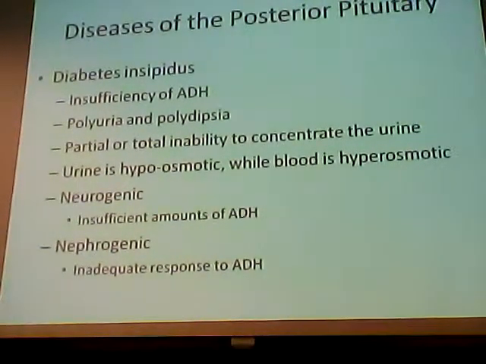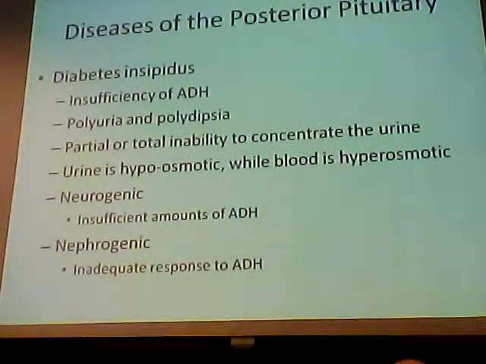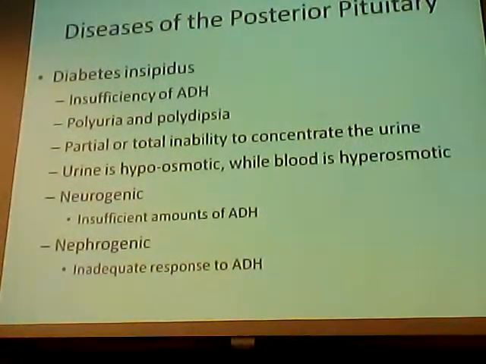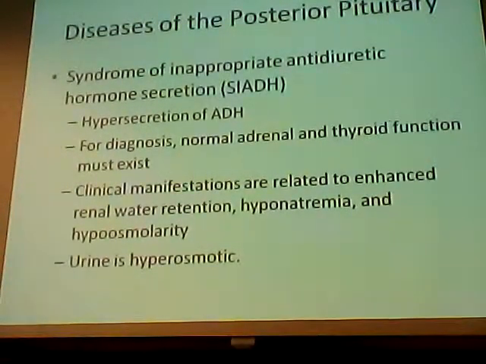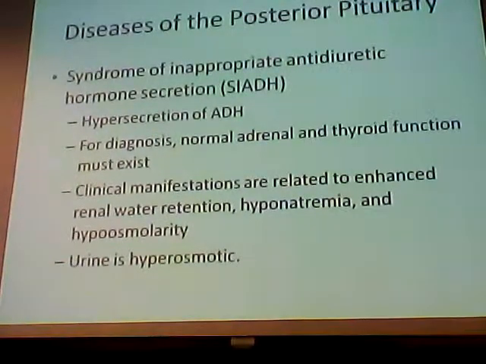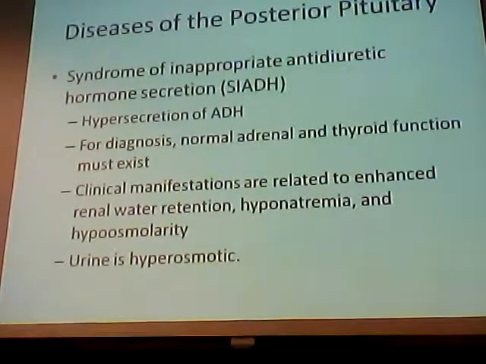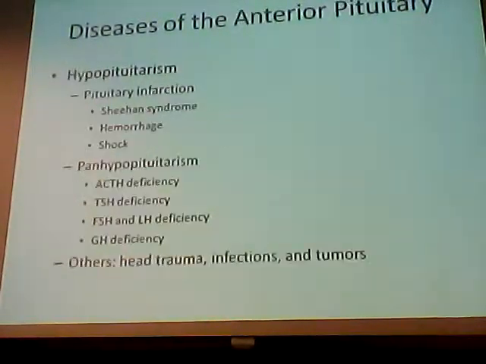A neurogenic effect is due to the posterior pituitary. So neuro, think brain. So the brain is not secreting the ADH, versus nephrogenic, a kidney problem. So you secreted the ADH, but the kidney is not responding to it. So neuro versus nephrogenic. SIADH, that's syndrome of inappropriate antidiuretic hormone secretion. I think this is one of your clinical cases. So if you have too much ADH, you're retaining too much. And if you retain too much, your urine is hyperosmotic and you have all these other problems with water retention and that kind of thing.